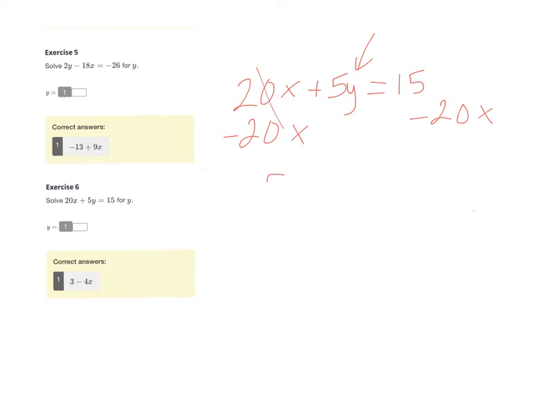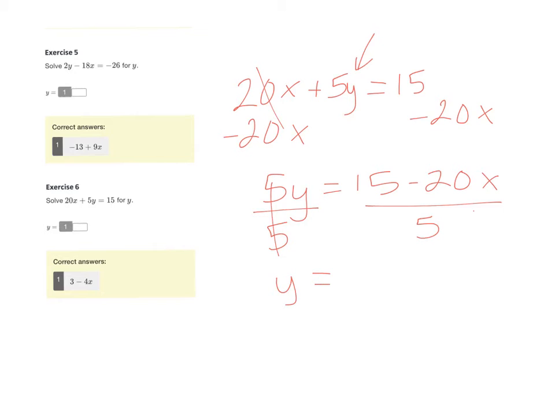That's going to give me 5y is equal to 15 minus 20x. Now, instead of multiplying by 5, I'm going to divide both sides by 5, and that's going to let me isolate the variable. So now I finally have y by itself. But we're going to do the butterfly method. 15 divided by 5 is 3, and negative 20x divided by 5 is going to be negative 4x.